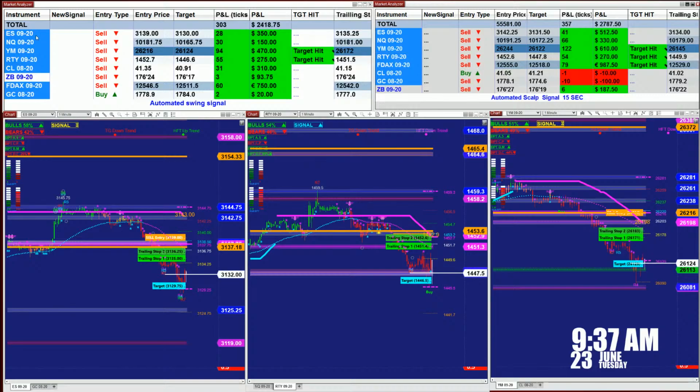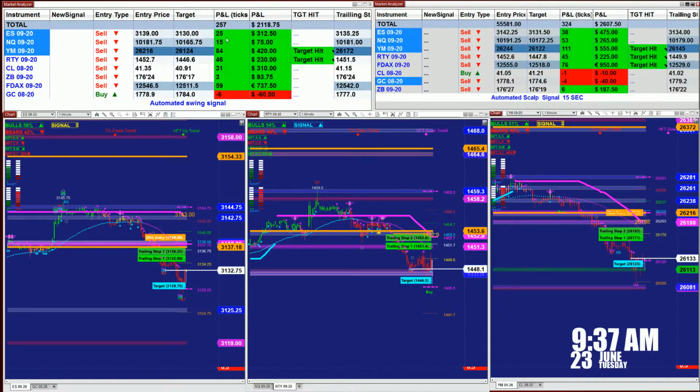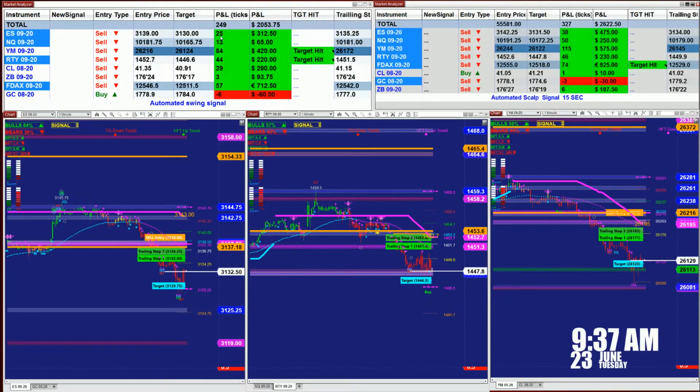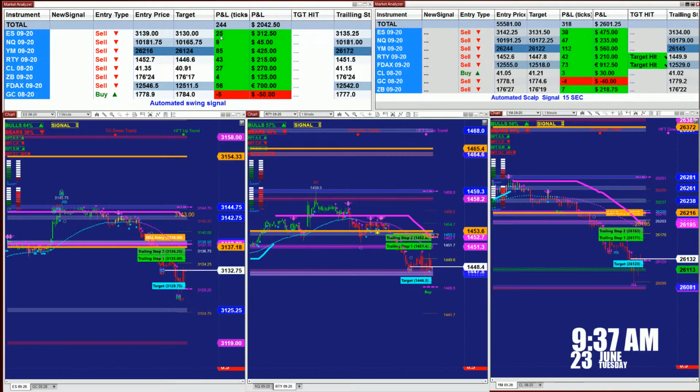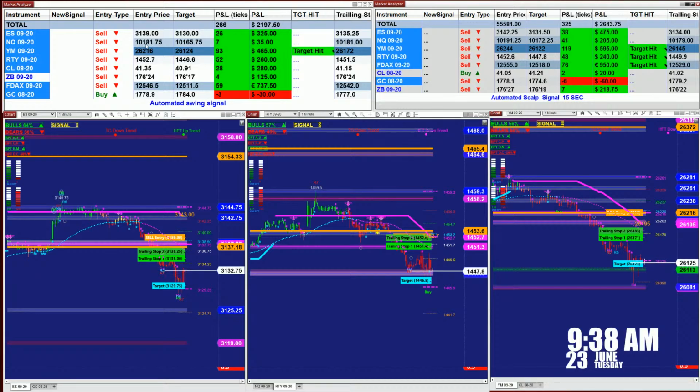As an example, in the left upper corner, there is an ES. On the ES, you get a new signal, and the last signal was sell at 31.39, target 31.30. We are 25 ticks into the profit based on the last entry, not the whole day, the last entry, 25 ticks. The NASDAQ, we have the same thing, sell signal, 81.75. We are just 5 ticks into that trade.